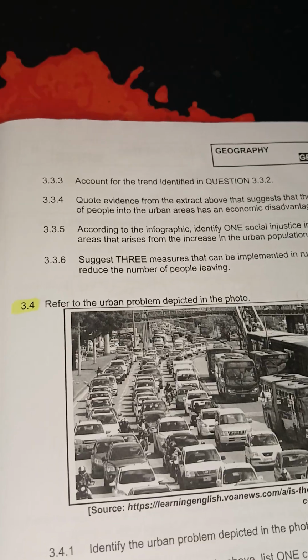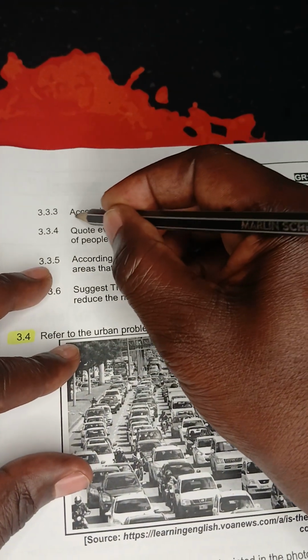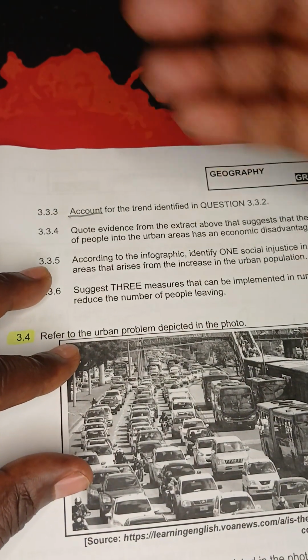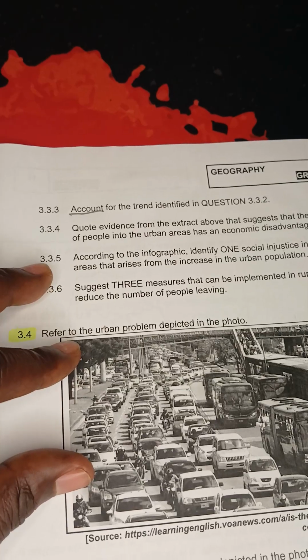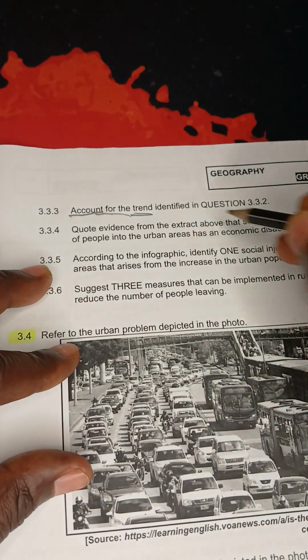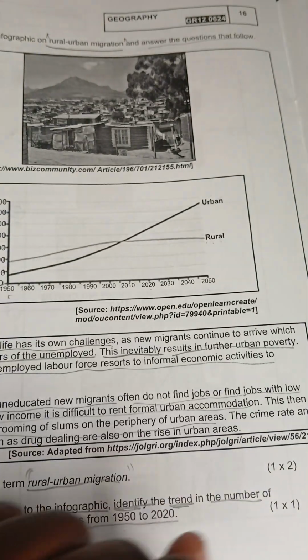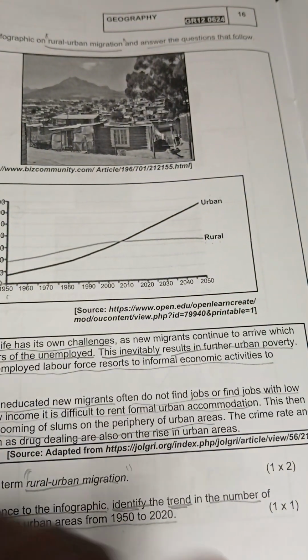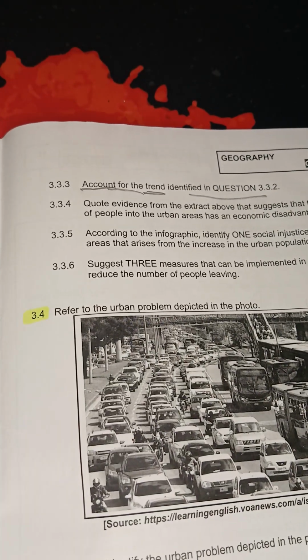Account for the trend identified in 3.3.2, which means when you are accounting, you are giving the reason. What could be the reason behind the increase in the people living in urban areas? We have said that there has been an increase from 1950 to 2020. You can see that it's visible, it's something that you can see from your graph. Okay, let's see now. Account. What are some of the reasons? Account for the trend identified in 3.3.2.